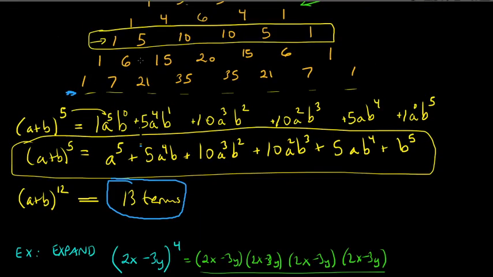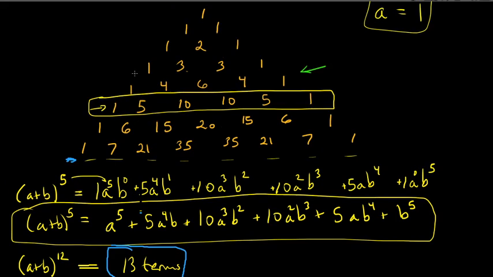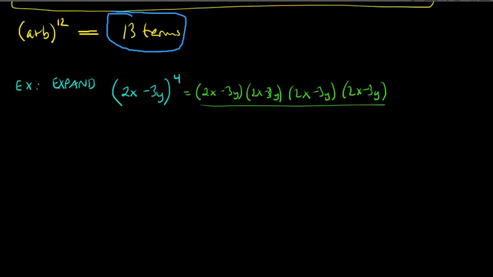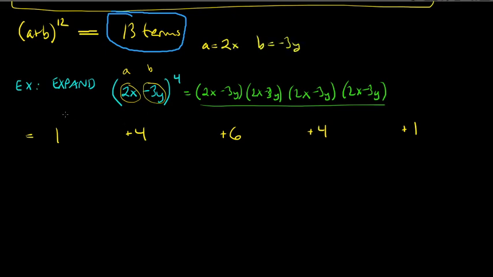Instead, let's use Pascal's triangle. And in fact, this is to the 4th power, so we're going to use the 4th row. So let me remind you, that's just 1, 4, 6, 4, 1. So when we write this out, we're going to get 1, 4, 6, 4, and 1. And for now, they're all going to be pluses, right? So my a here is 2x, and my b is negative 3y. So let's write that down. A is 2x, b is negative 3y, right?